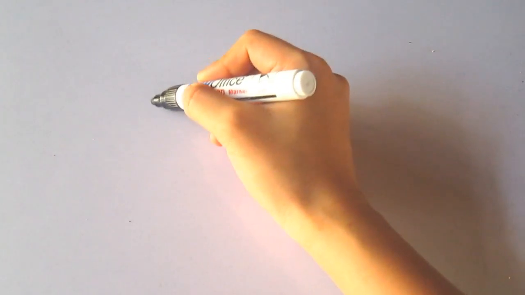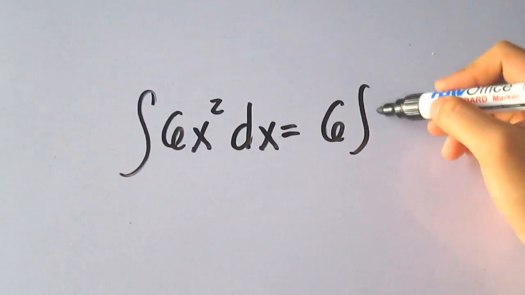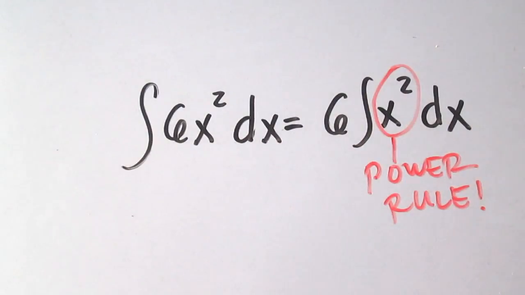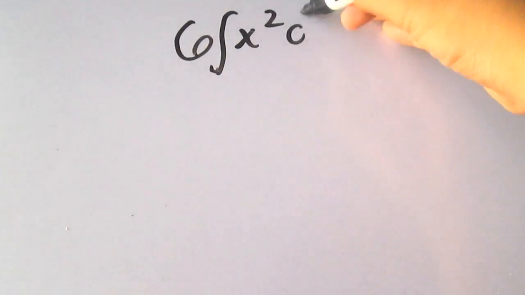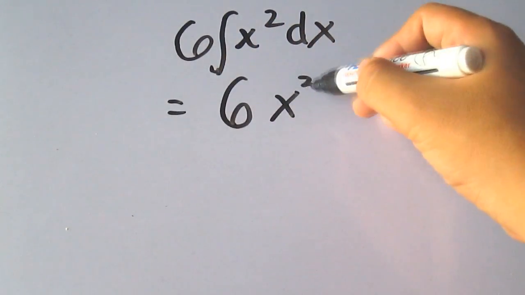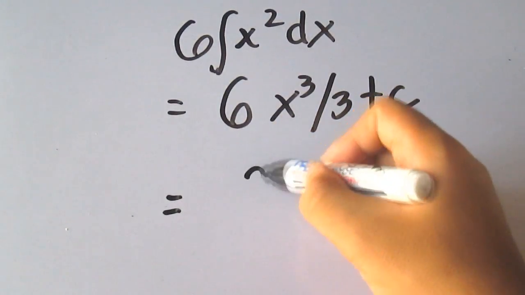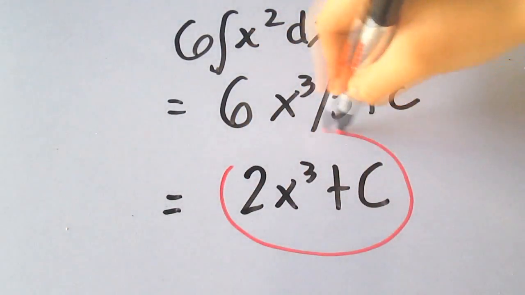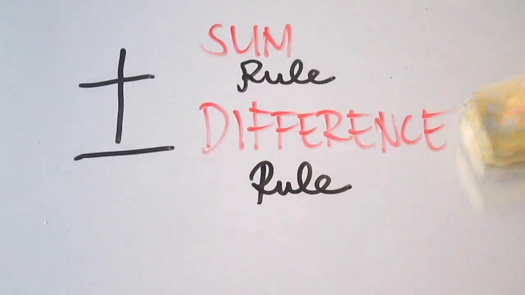So now, the integral of 6x squared dx is equal to 6 times the integral of x squared dx. Now, we can apply again the power rule. The exponent is 2, so we add 1, which equals 3. This now becomes 6x cubed over 3 plus c. Now, we can simplify it by dividing 6 by 3 and the answer is 2, giving us the final answer 2x cubed plus c.